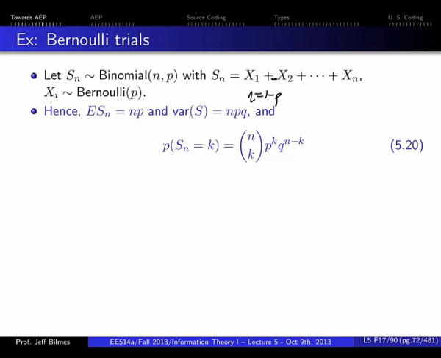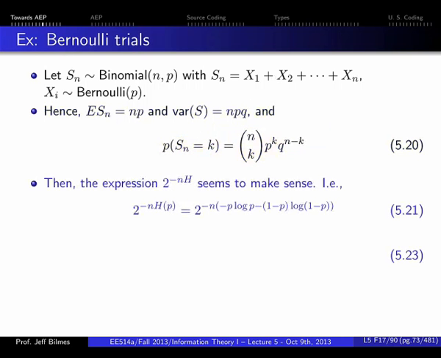And it has distribution as follows. Okay. So then we're saying, okay, 2 to the negative nH. We're saying that that's a probability. The question is, does that even make sense as a quantity? So let's just write this down.